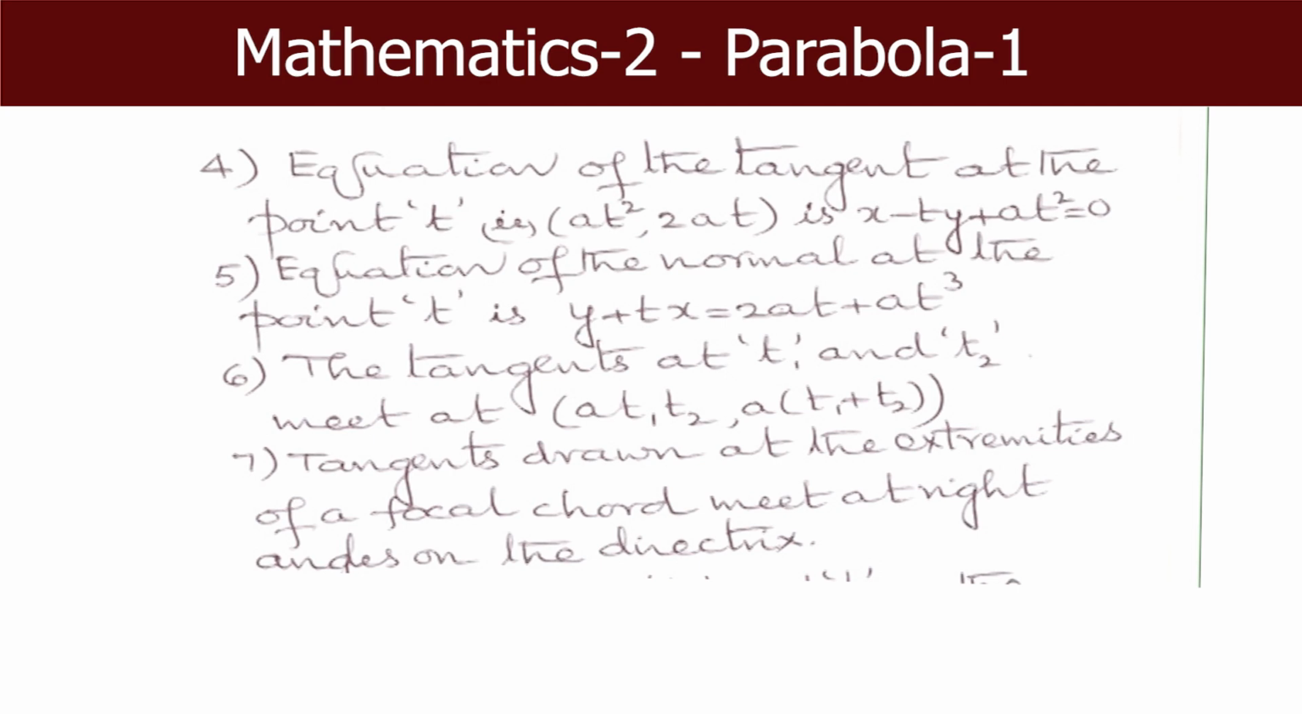Seven. Tangents drawn at the extremities of the focal chord of a parabola always meet at right angles on the directrix. The tangents are drawn at the extremities of any focal chord. The focal chord is a chord passing through the focus.